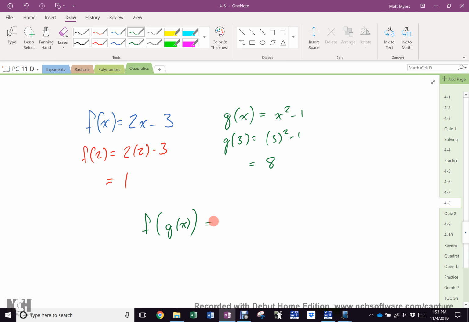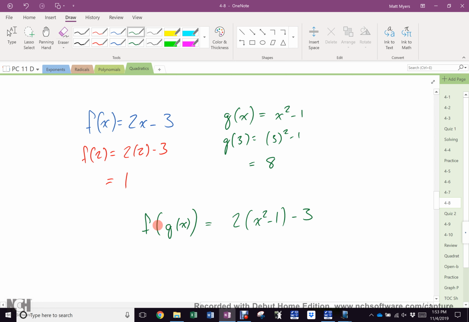Allie. 2 times x squared minus 1 minus. Absolutely correct. Because we need the f function when our x value is the g of x. Is everybody cool? Now, this is yucky to look at for math guys. Math guys don't like this. So there's another way we write this.